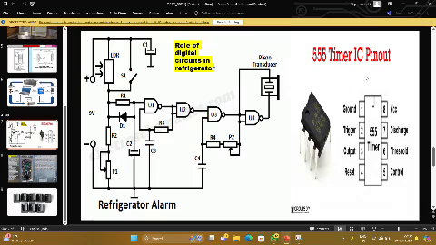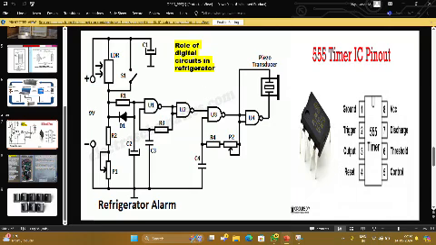So we have the 555 timer IC pinout. So this is the integrated circuit pinout, and as you know, ground, then trigger, output, then reset, then control, then threshold, then discharge, then VCC. So from ground to VCC, you have this 555 timer IC pinout.